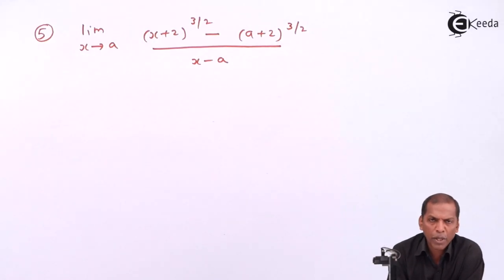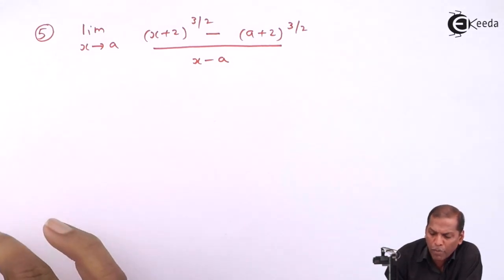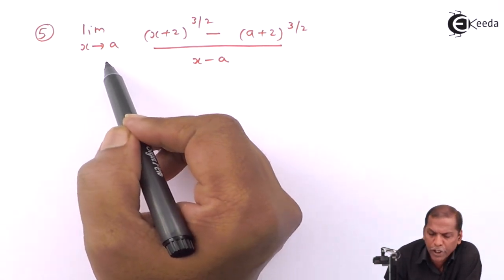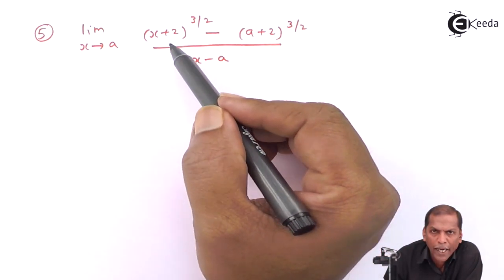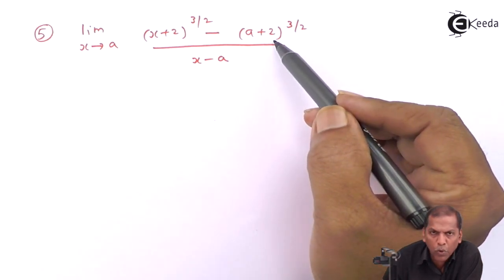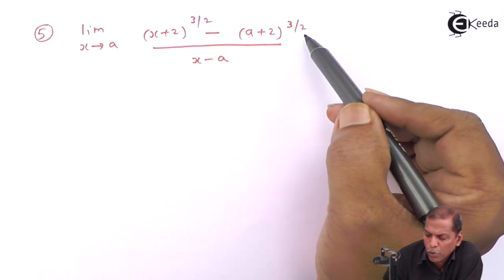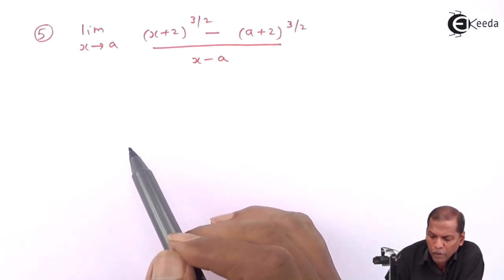Hello friends, now we see the subtopic 7, problem number 5 of chapter limits. The problem number 5 is limit x tends to a of (x plus 2) whole bracket raised to 3 by 2 minus (a plus 2) whole bracket raised to 3 by 2, and whole thing divided by x minus a.